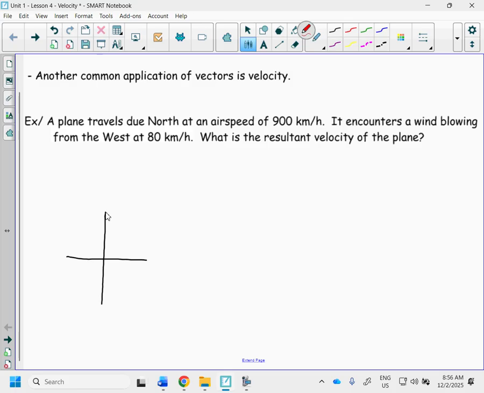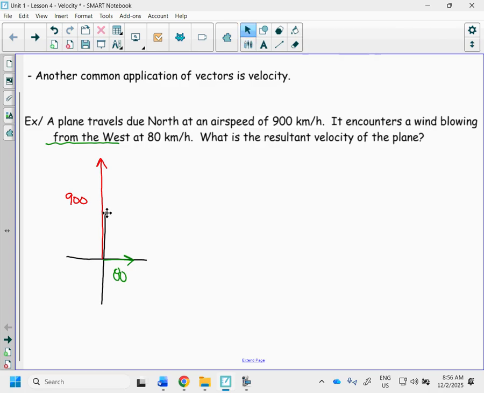If the plane's going due north, so straight north, 900 kilometers an hour. It encounters a wind blowing, careful here, from the west. So from the west typically means towards the east. Now, when I do this, I like to start at 0, 0 also. I go to the center and say, here's my from the west. This is a nice one because these are right angles.